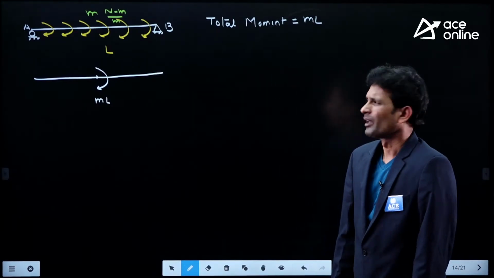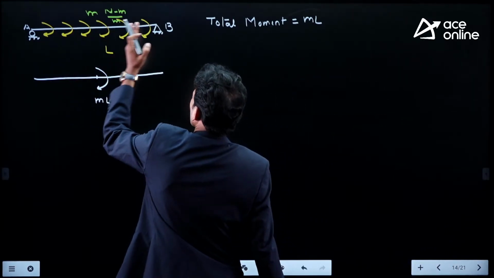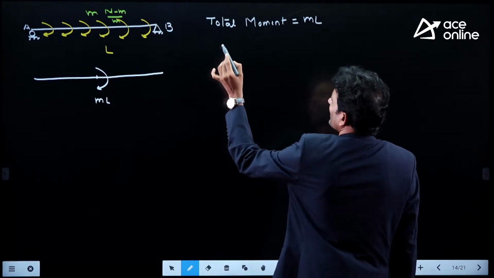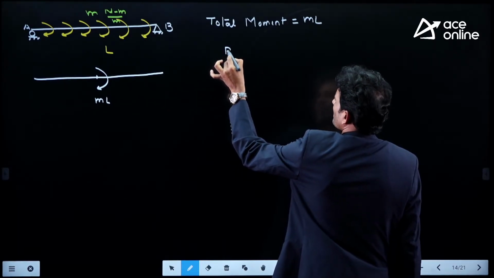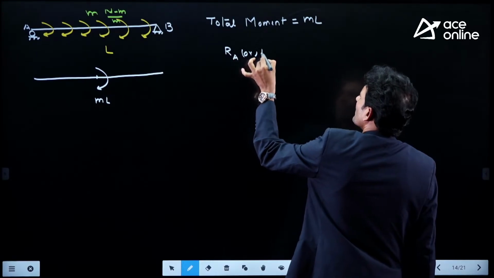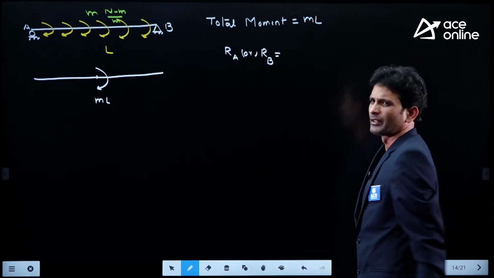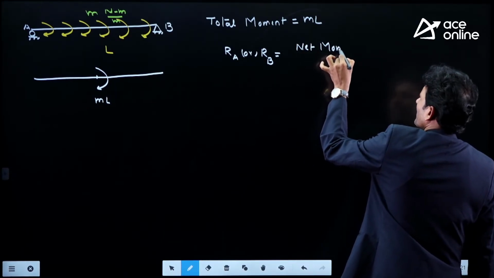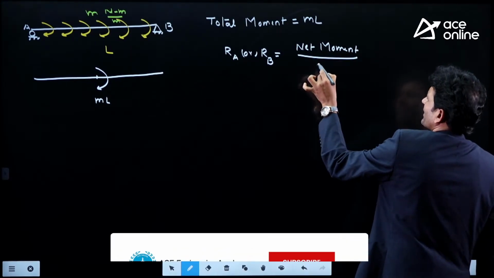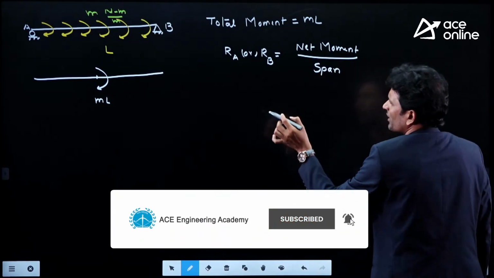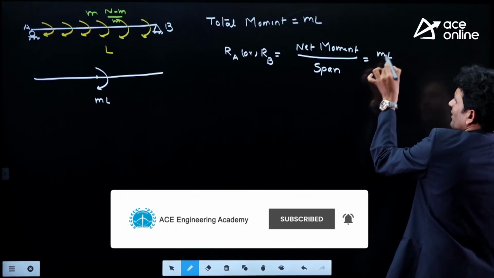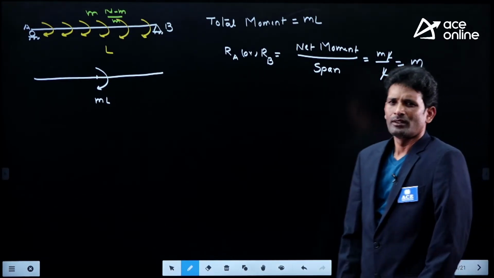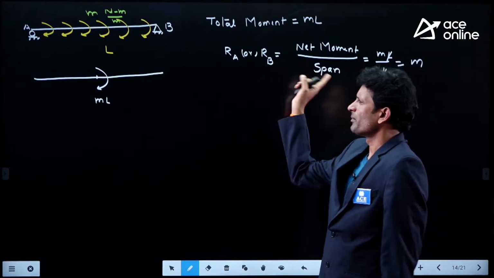Fine. Now how to find the reaction at A and the reaction at B? When only moments are acting on the beam, to find the support reactions, RA or RB, we apply a shortcut method. What is that? Net applied moment divided by the span of the beam gives the magnitude of the reactions. The net moment is mL, and the span is L. L gets cancelled, so RA magnitude is m and RB magnitude is m.